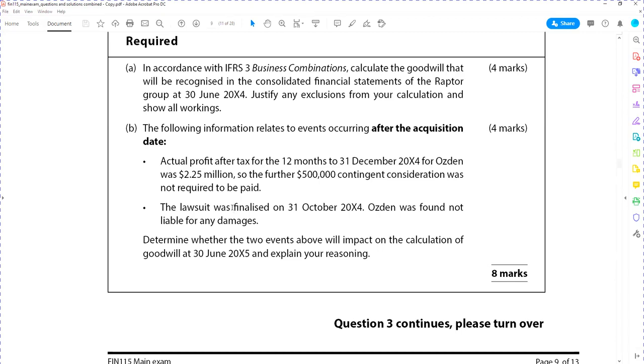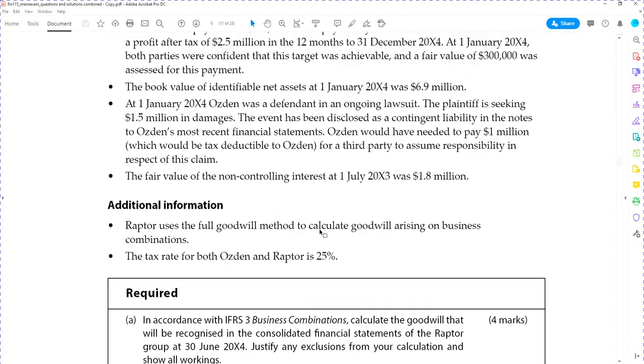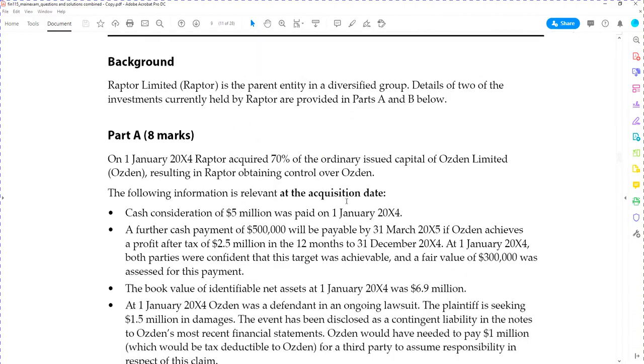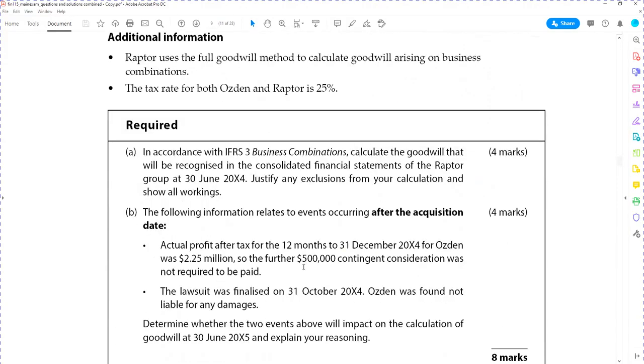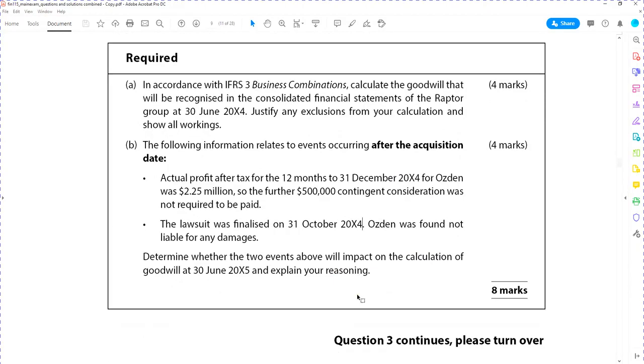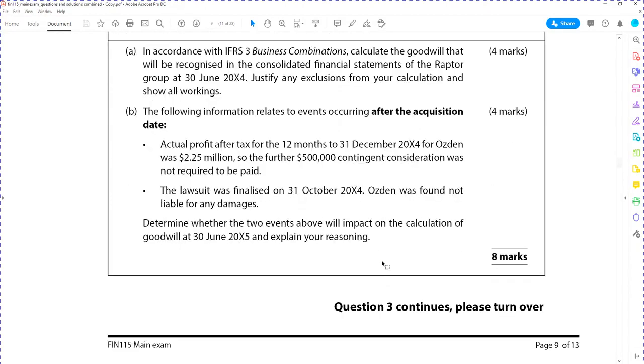So we're saying the lawsuit was finalized 31 October, and Austin was found not liable for any charges. So the only issue is, was this date within 12 months after settlement? If it was, then we have to adjust it. Settlement was on 1st of Jan, so 12 months after that will be 31 December 20x4. This date, 31 October 20x4, is before 12 months afterwards, so yes, we can adjust our goodwill for this.